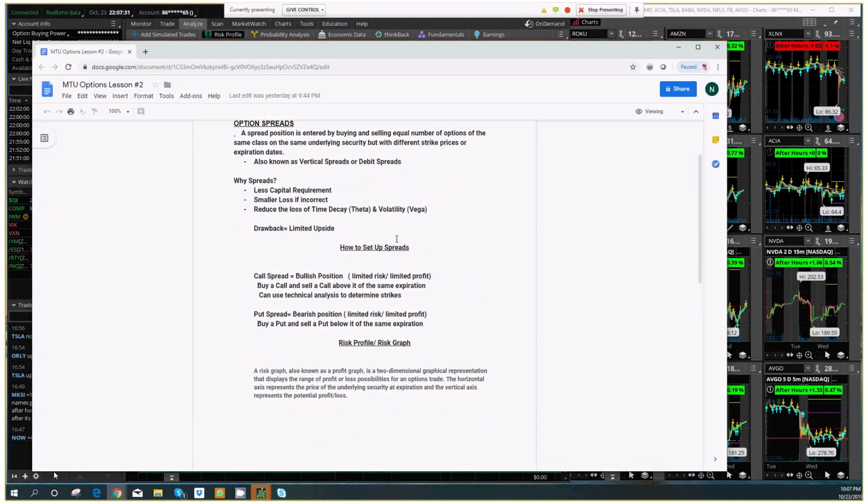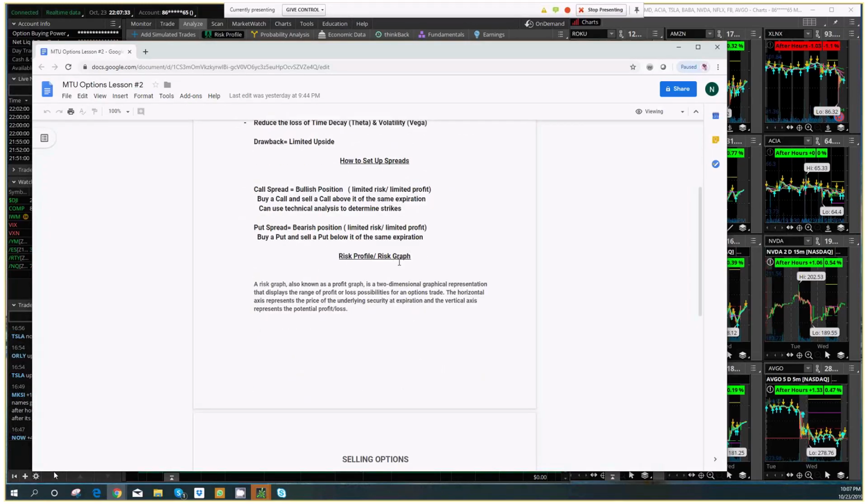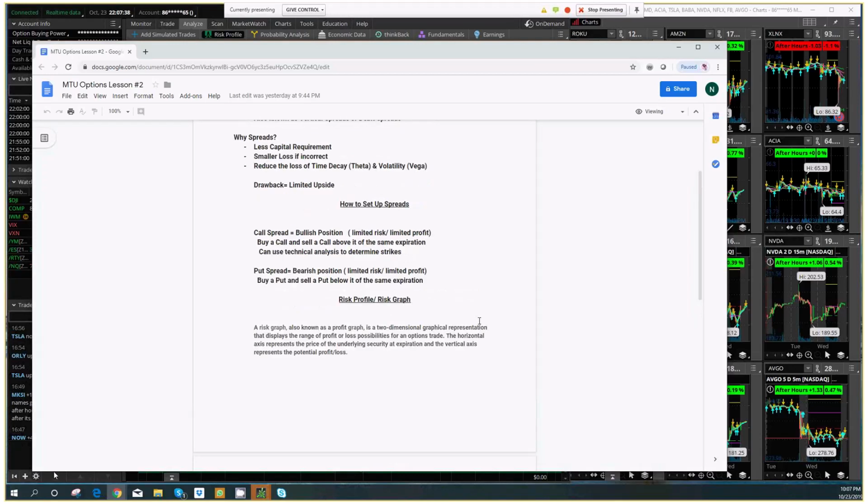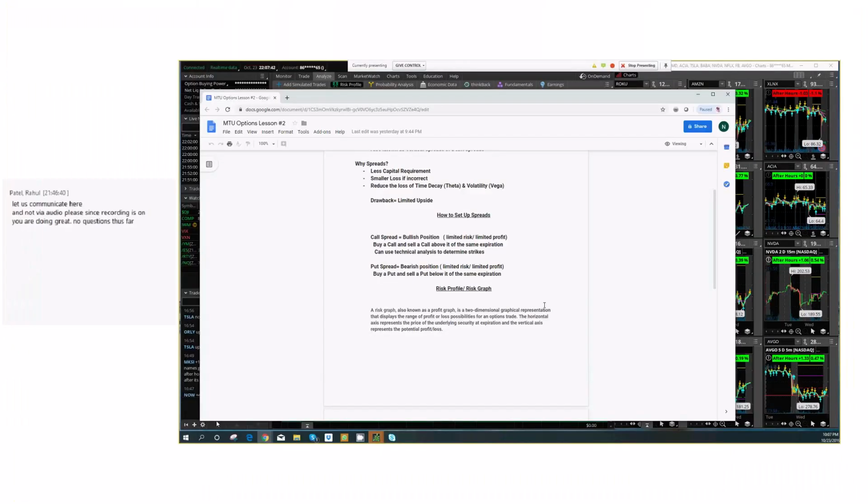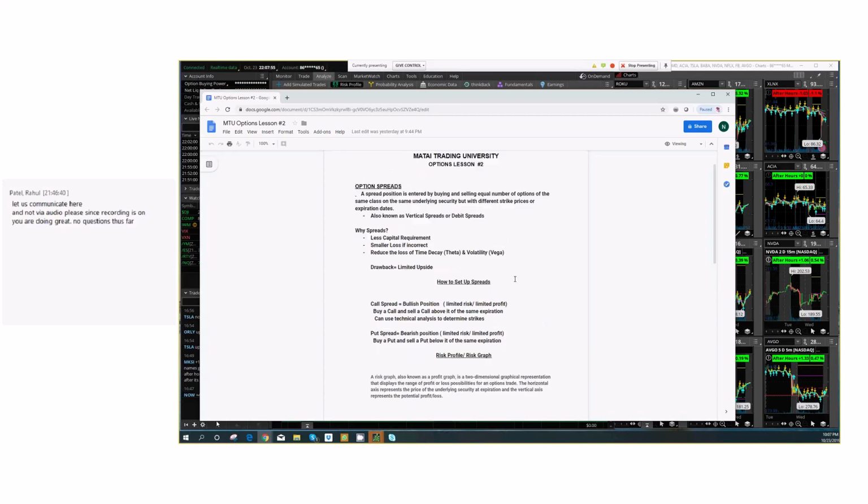So we set up the spreads, we looked at the risk graphs, risk profiles, okay? So this first session and today so far has been all about buying options, buying calls, buying puts, buying call spreads, buying put spreads. If you buy a call spread, it's a bullish position. If you buy a put spread, it's a bearish position, okay? Those are all spreads. These have limited risk, okay?